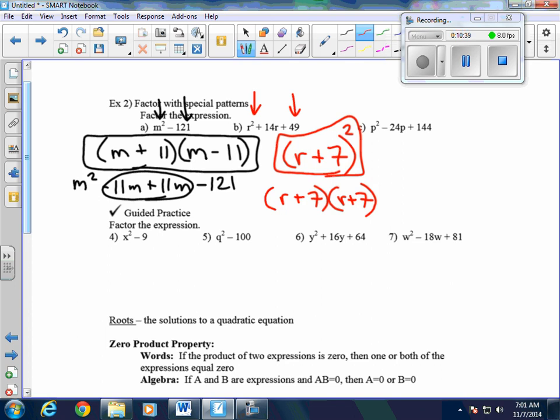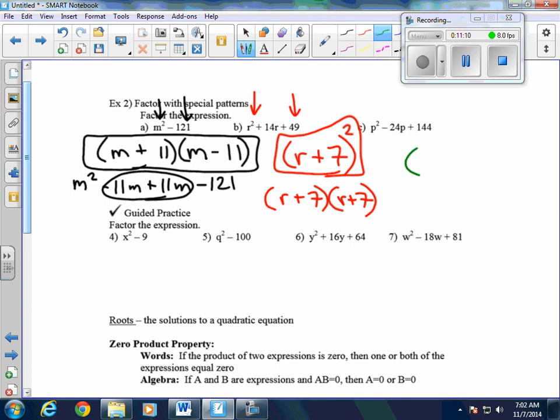And you can always check it by FOILing it. Now, there's a shortcut to FOILing it. We really don't have to check the firsts and the lasts, because that's how we got the factors that we're putting in here, r and 7. So if I take these two terms, r plus 7, well, r times 7 is 7r, and then I do it again, that's 7r, that's 14r, and that gets me to my number so that I know I did that right.